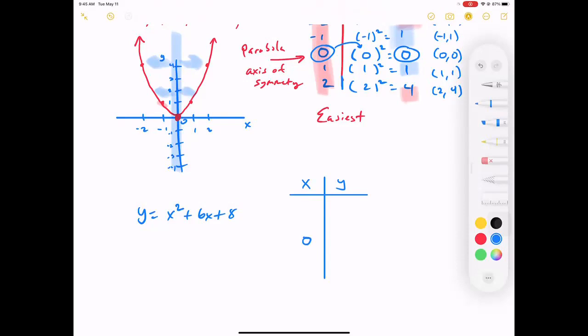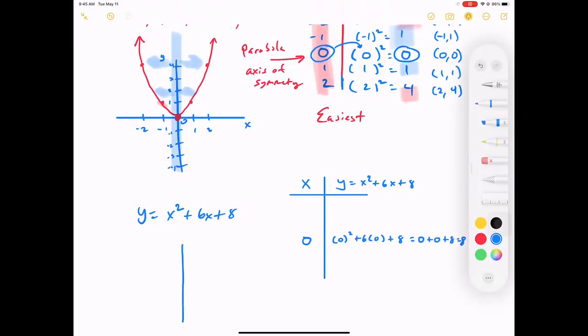Now this problem is a lot more difficult. y is equal to x squared plus 6x plus 8. But the skill of me just plugging in numbers is not going to change. So I'm going to say 0 squared, x is now 0, plus 6 times 0, plus 8, okay? And this is just practicing your math skills now. 0 squared is 0, 6 times 0 is 0, plus 8 is 8. All right, so if I plug in 0, we end up with 8.